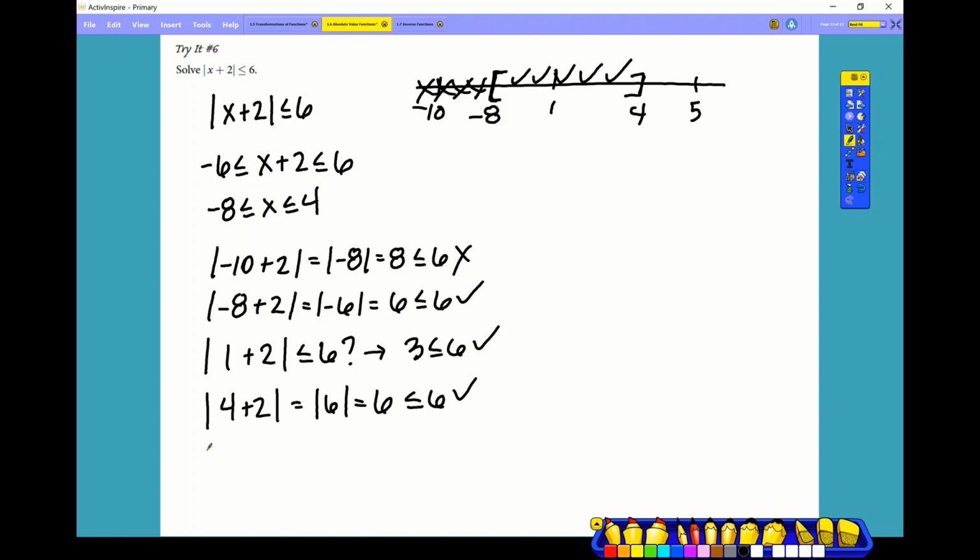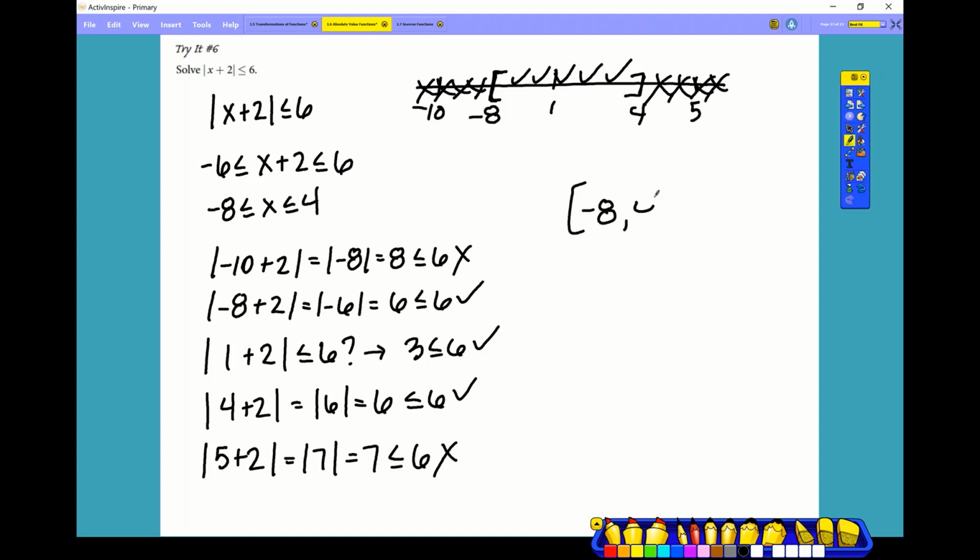So I assume the other one's not going to work out, but we'll just go ahead and do it. There we go. And that gives us negative 8, 4.